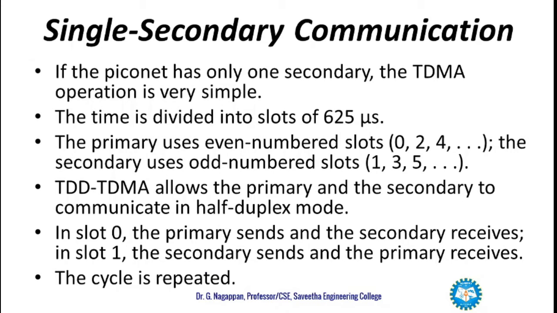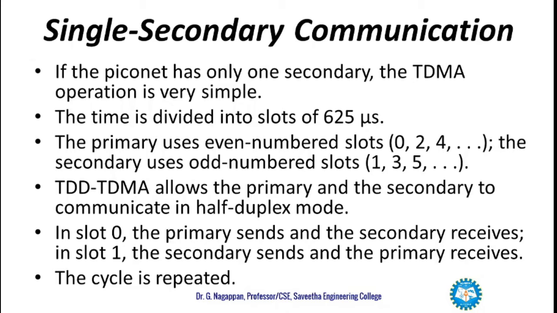Single secondary communication. If the piconet has only one secondary, the TDMA operation is very simple. The time is divided into slots of 625 microseconds. The primary uses even numbered slots 0, 2, 4 and so on, and the secondary uses odd numbered slots 1, 3, 5 and so on. The TDMA allows the primary and secondary to communicate in half duplex mode.